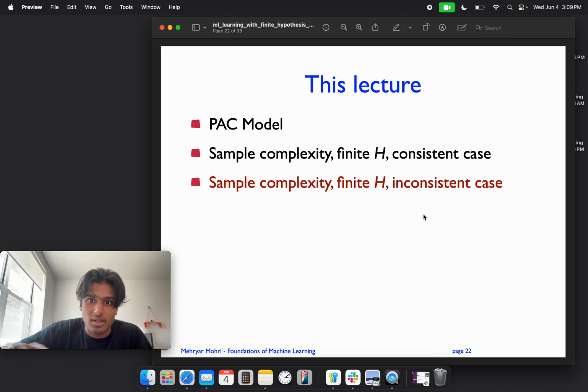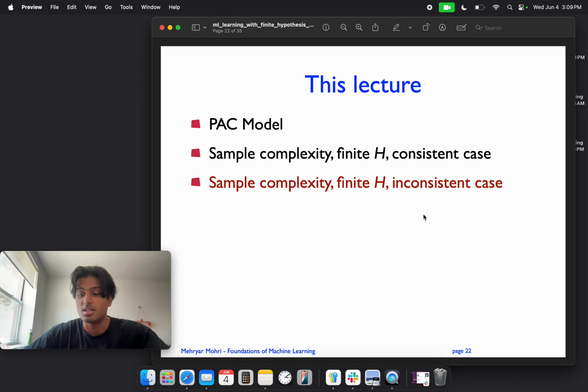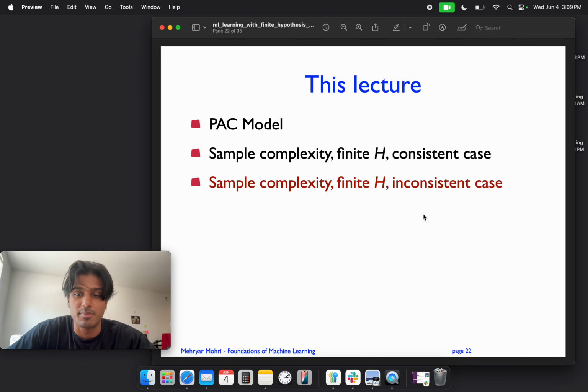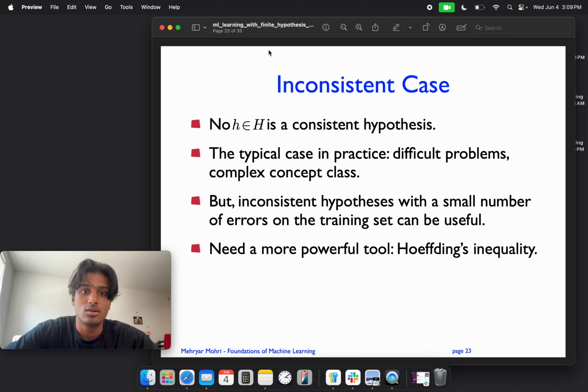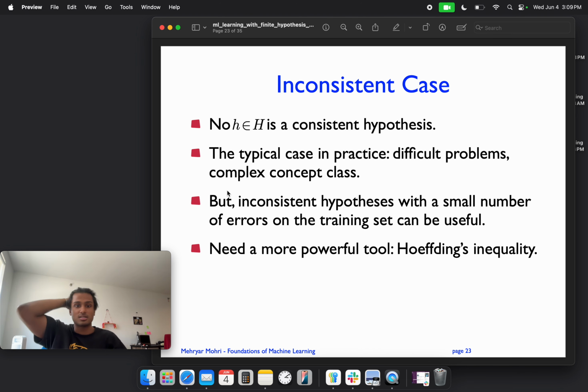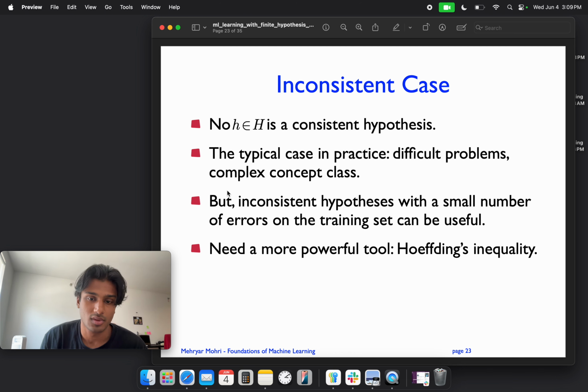And if you think about it, that's how things are in practice. You cannot actually get zero training error, right? We have something which is inconsistent on all the training samples at least. So what do we do in this case? No H is a consistent hypothesis. This is the typical case in practice: difficult problems with complex concept classes. But inconsistent hypotheses with a small number of errors on the training set can still be useful. So we need a more powerful tool, which is Hoeffding's inequality.